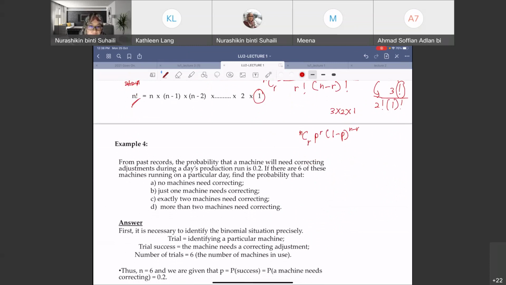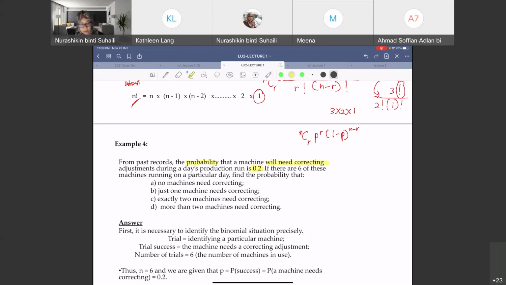From past records, the probability that a machine will need correcting adjustment during a dispersion is 0.2. If there are 6 of these machines running on a particular day, find the probability that no machine, just 1 machine, exactly 2 machines, and more than 2 machines. So first we have to identify from the question what the parameters are, what 0.2 means, what 6 is.